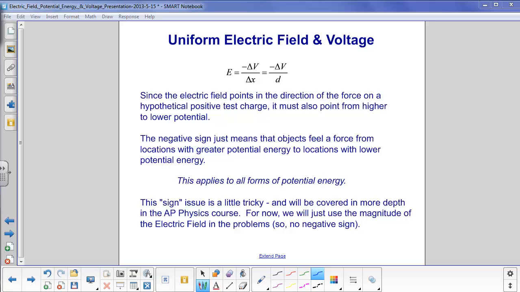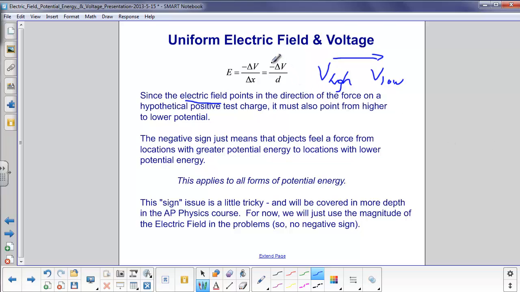We'll go a little further with this equation now. The electric field always points in a direction of the force on a hypothetical positive test charge. So it will always point from a higher potential, so we'll just write V high. It'll always go from V high to V low. That's the sense of the negative sign there. So the negative sign just means that the objects feel a force from locations with greater potential energy to locations with lower potential energy. So they're going to want to go from a high potential to a low potential, just like a rock falling from a desk onto the floor. This applies to all forms of potential energy.